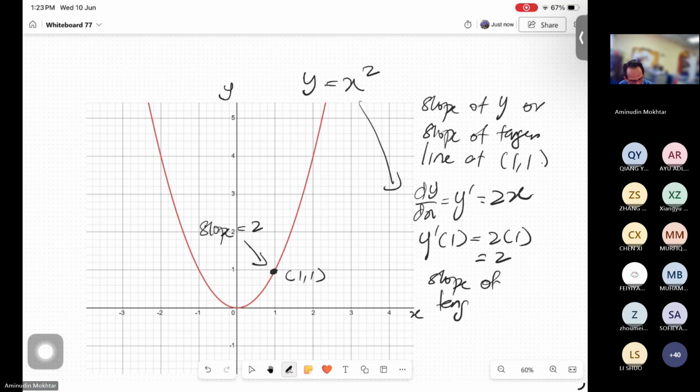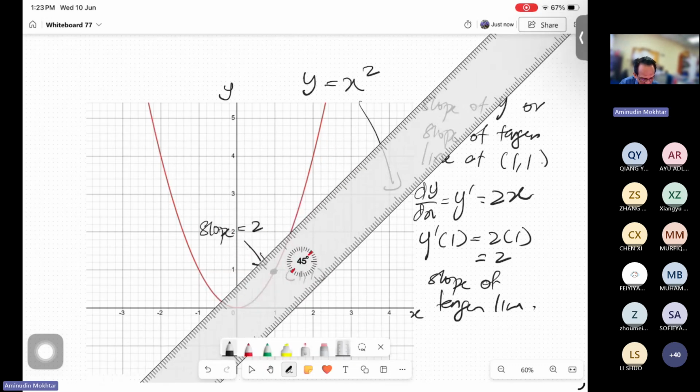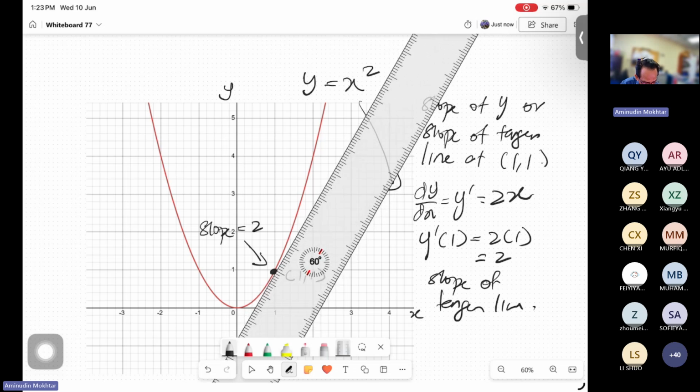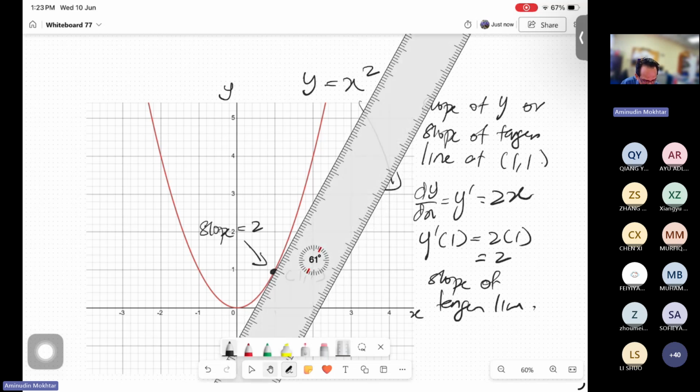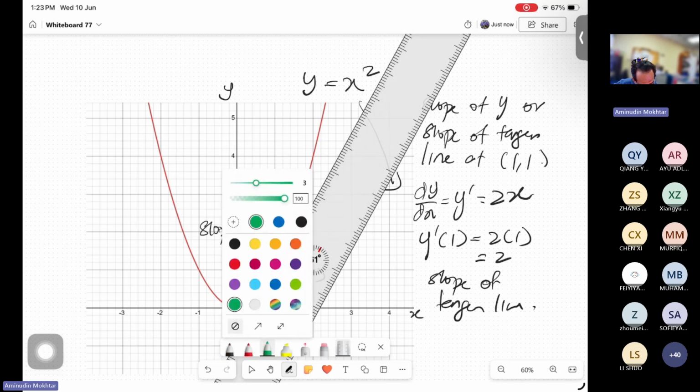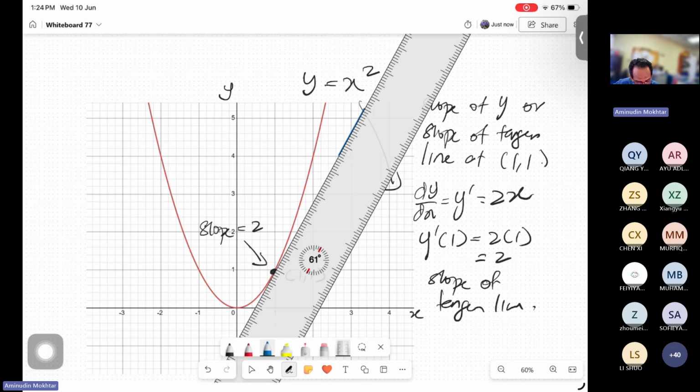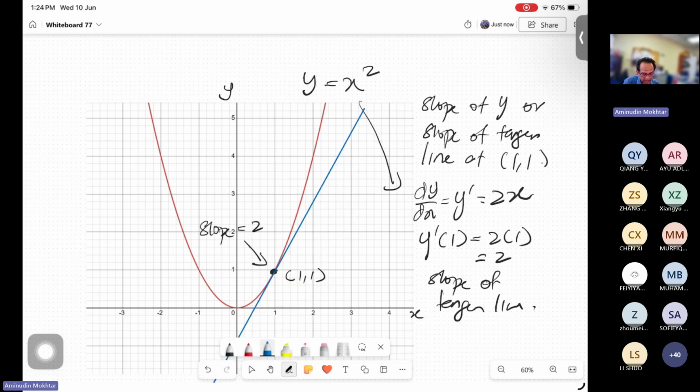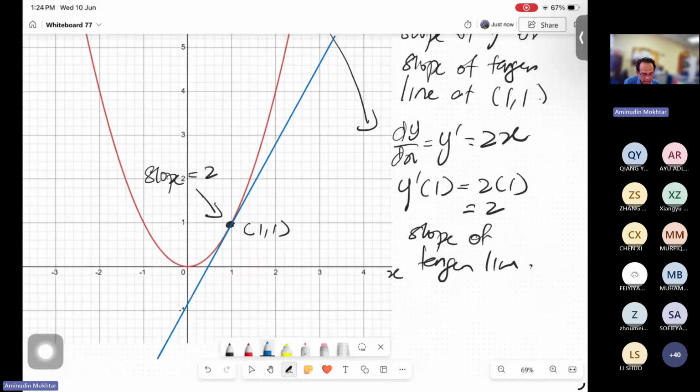Slope of the tangent line. What is a tangent line? A tangent line is a straight line. Take your ruler and draw one line that is tangent to the curve at this point. Let's say I draw it in a blue color. I draw this line, I hope you can see it here. This is the point, and this blue line.